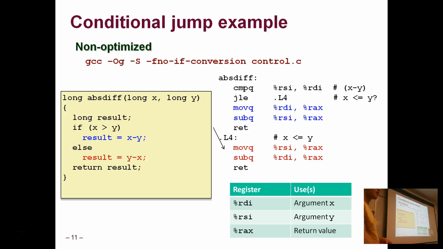So take a look at that. Does that make sense to you? How this if then else gets implemented using this compare instruction with a conditional branch.